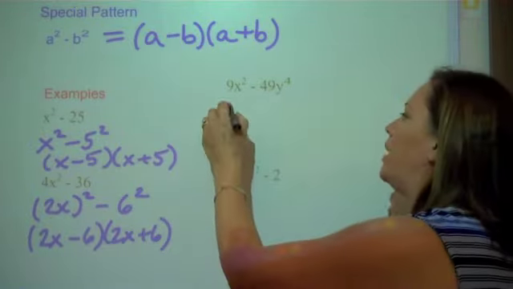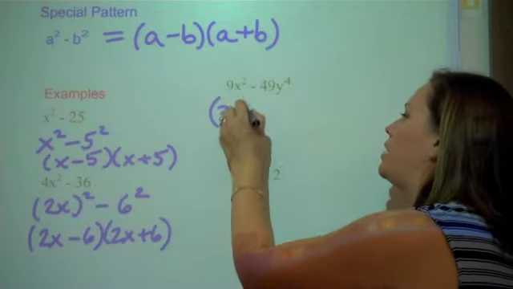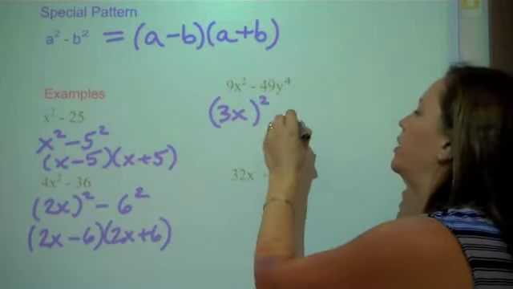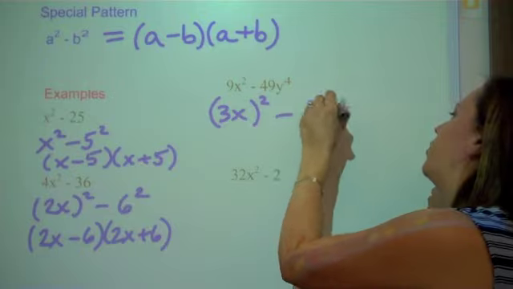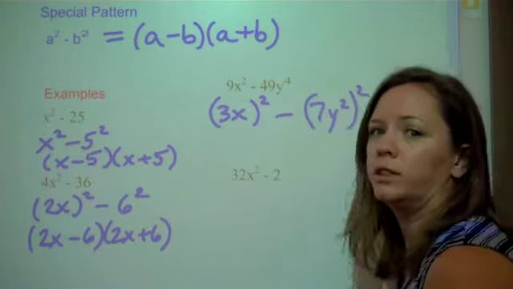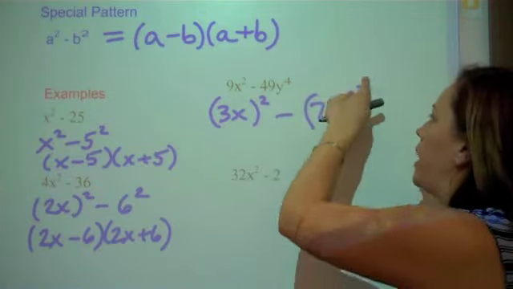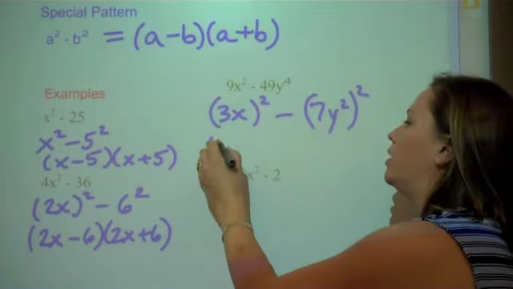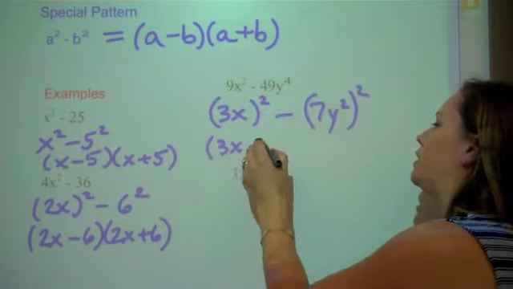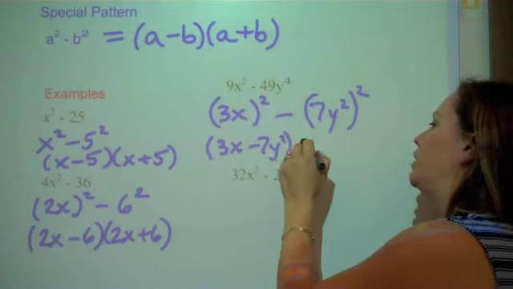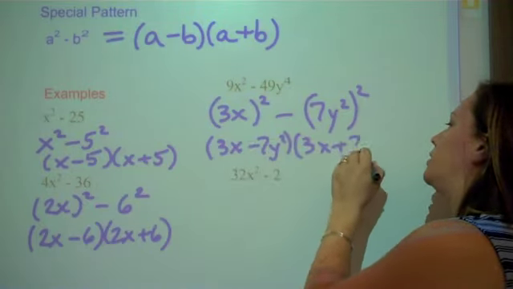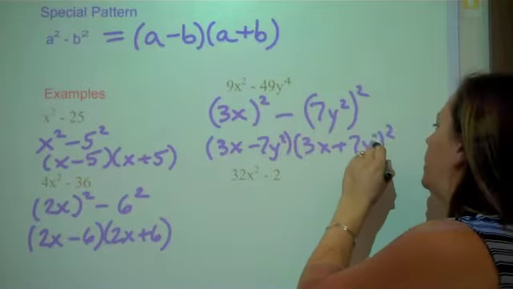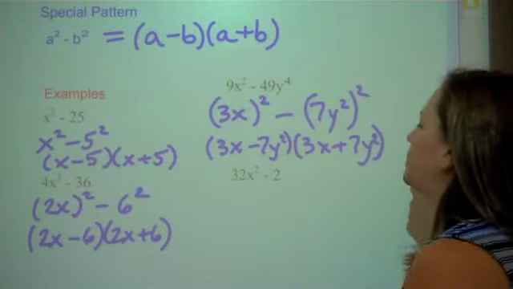Well, we can still use our pattern here. We're going to make that 3x quantity squared minus 7y squared quantity squared. How come y squared? Remember when you raise a power to a power, you multiply the exponents? That would give me my y to the 4th. So factored, this would be 3x minus 7y squared times 3x plus 7y squared. That goes on the inside there.